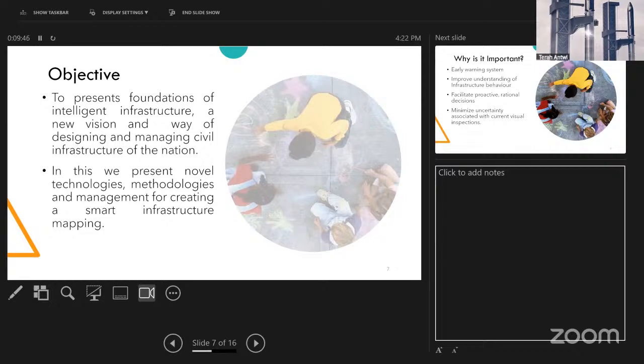Okay. For this session, my objective is, one, I always like smart things, so I'm focused on intelligent infrastructure, the new vision and way of designing and managing the civil infrastructure of a nation. I also talk about novel technologies, methodologies and management for creating smart infrastructure mapping.